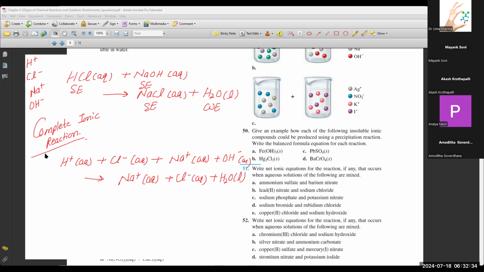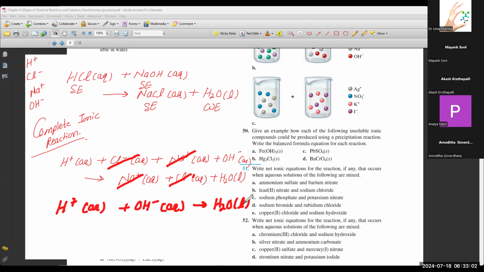What are the spectator ions? Na plus and... So what's the net ionic equation? H plus aqueous plus OH minus aqueous giving you H2O.